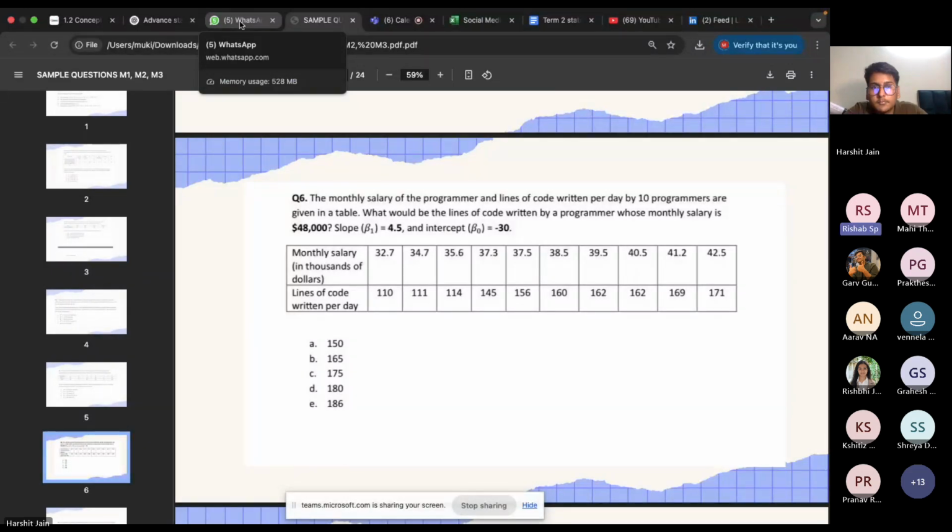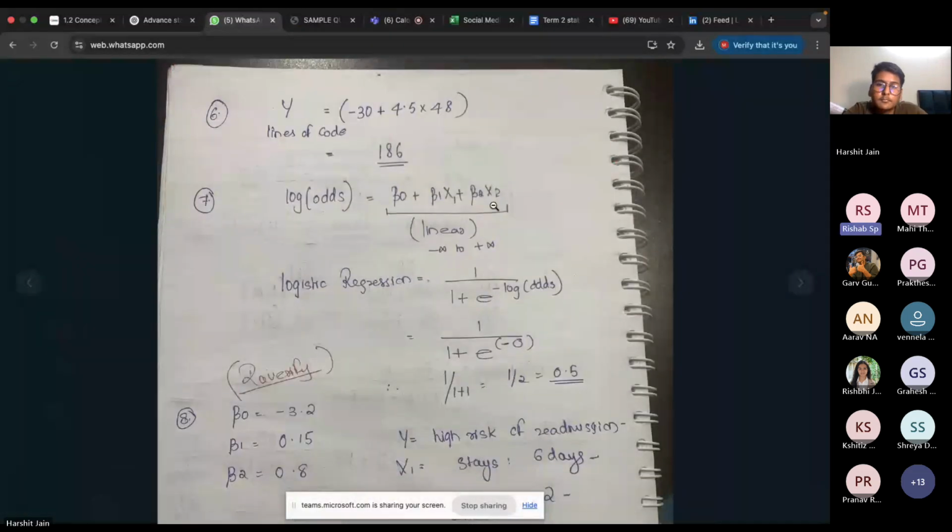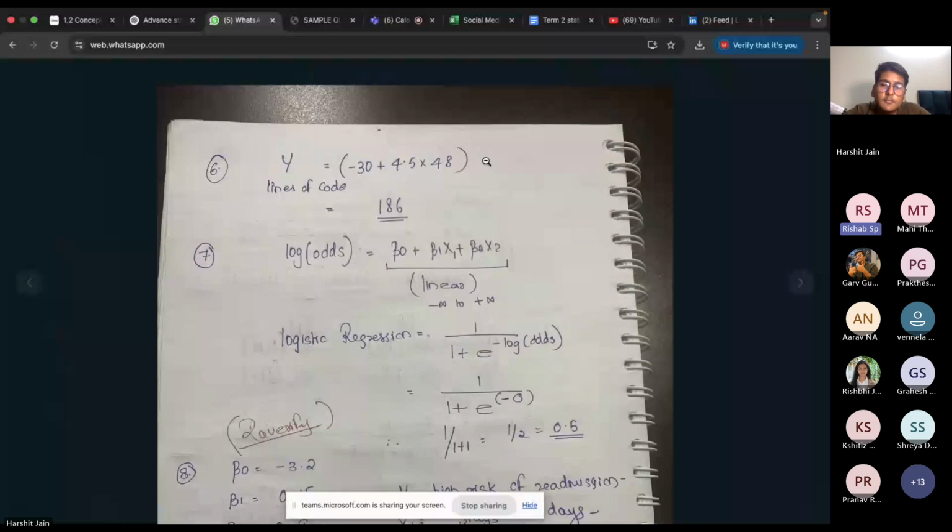You can show the answer. Question 6. Yeah, the answer is 186. The most important thing is that for y, we have to consider the lines of code written, right? So x is what? The salary. Fine. Next question.